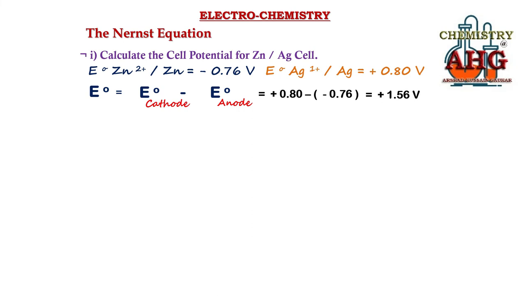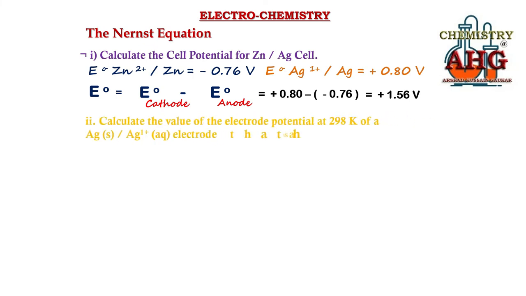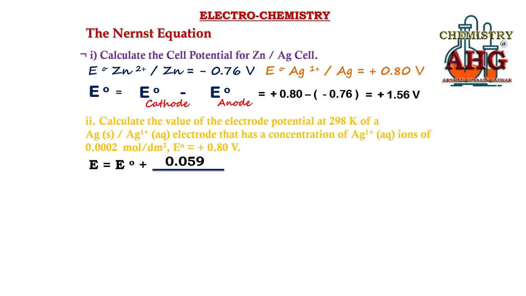Now this part of the question will be linked with the Nernst equation. How? Look at the second part. You will be asked to calculate the new value of non-standard electrode potential for the silver half cell. Use the standard form of the Nernst equation, because the temperature is standard. Insert the values, and get the new non-standard electrode potential for the silver half cell.